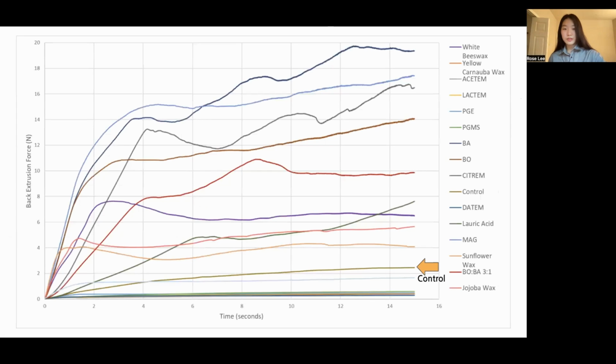Here are all the graphs. The control is down here, so you can see some additives are really increasing the end strength and also changing the graph shape, the peak location.